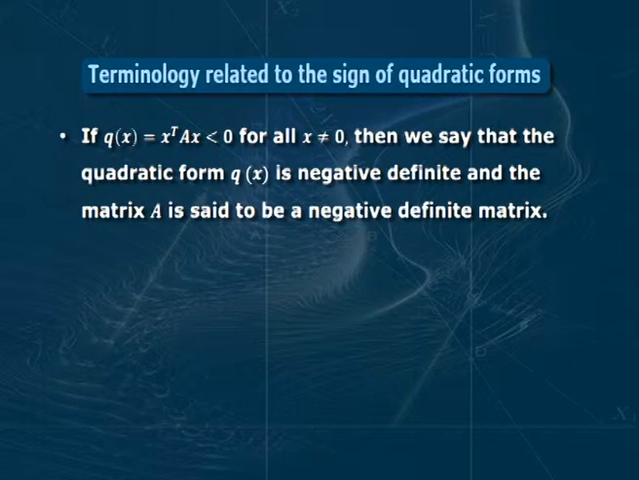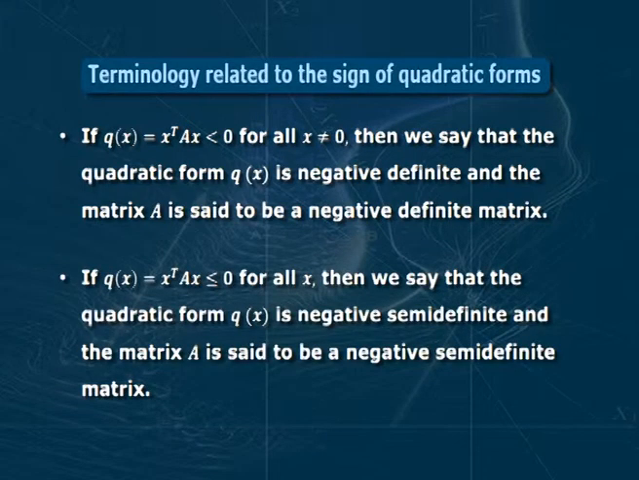If q(x) equal to x transpose A x is less than 0 for all non-zero x, then we say that the quadratic form q(x) is negative definite and the matrix A is said to be a negative definite matrix. If q(x) equal to x transpose A x is less than or equal to 0 for all x, then we say that the quadratic form q(x) is negative semi-definite and the matrix A is said to be a negative semi-definite matrix. If a quadratic form takes positive as well as negative values, then it is said to be indefinite.